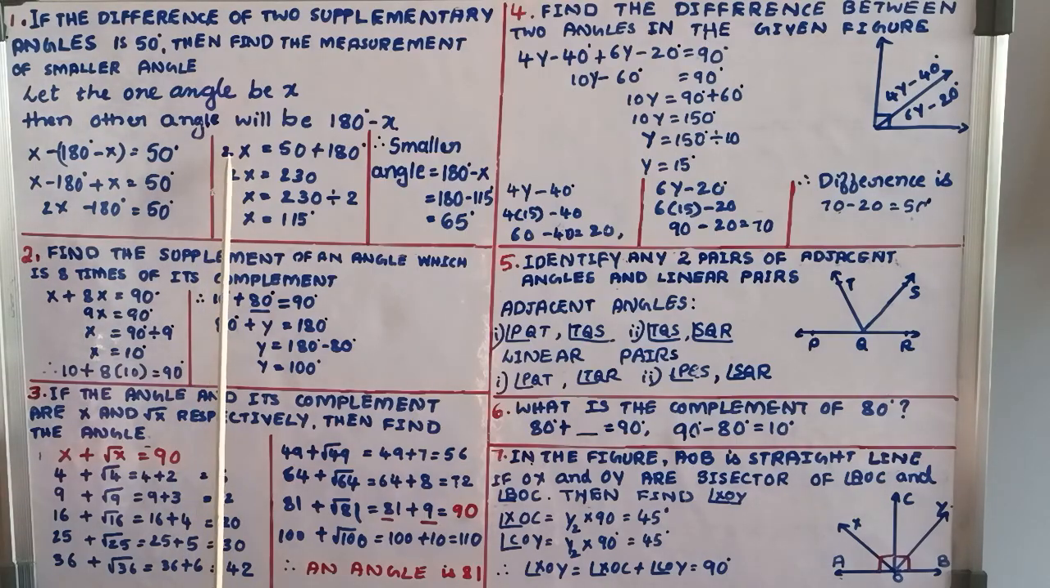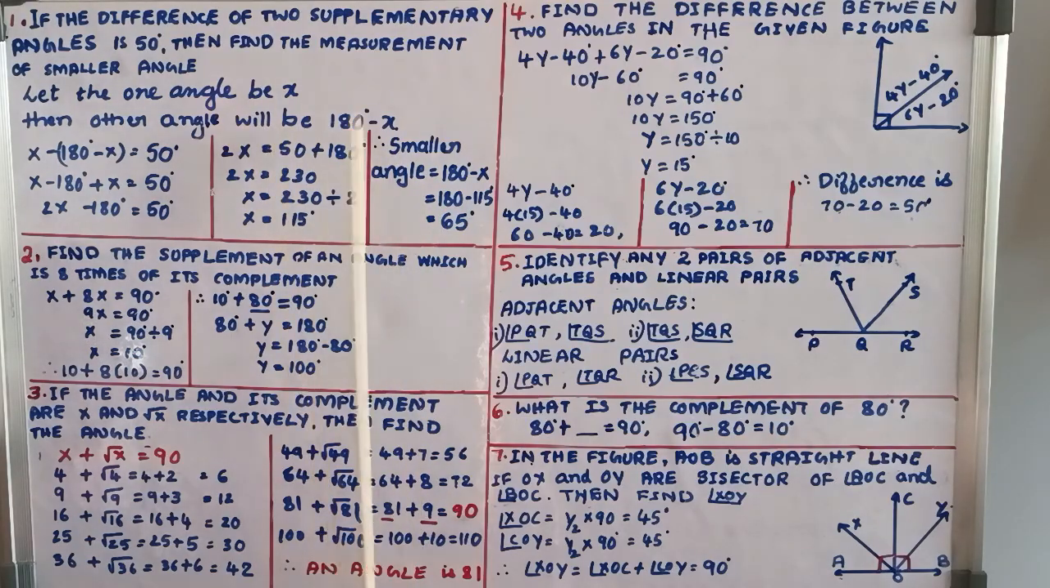Now 2x equals, minus 180 when it comes after the equals becomes plus 180 degrees. Minus transposes to plus. 2x equals, if you add it, you are getting 230 degrees. So x equals, here multiplication transposes to division, so x equals 115 degrees.